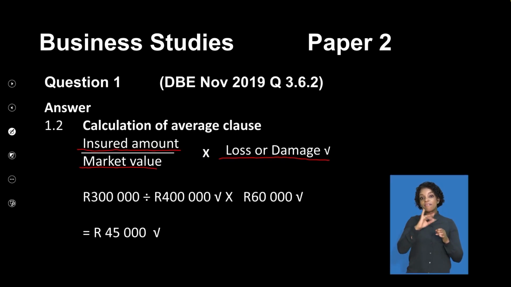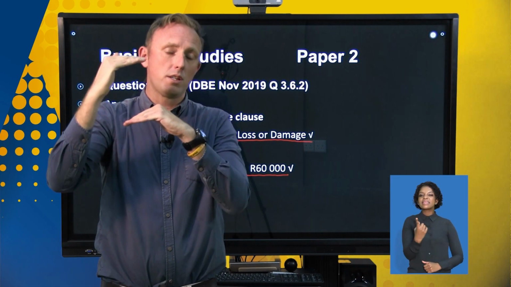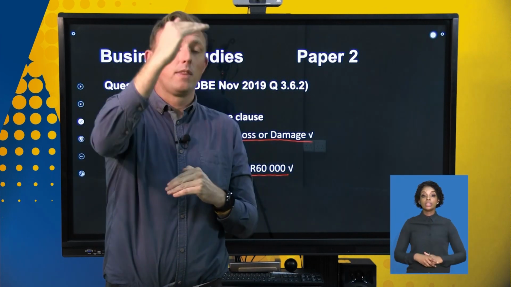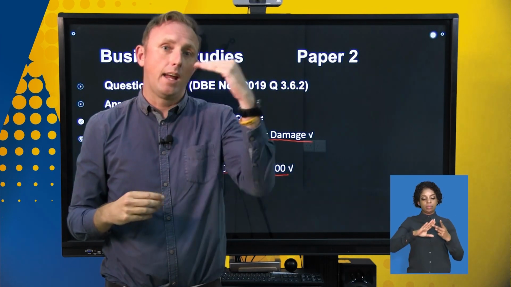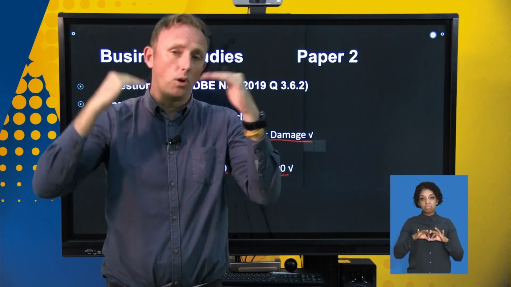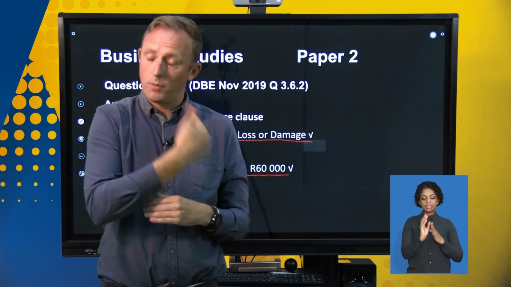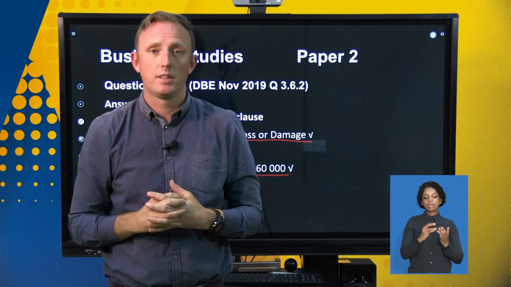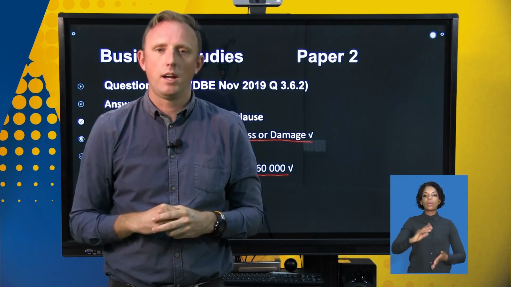So there we see that the insured amount was 300,000 Rand over the market value, which is 400,000 Rand, times by our damages, which was 60,000 Rand, which gives us a total answer of 45,000 Rand. So you can see there that they almost work out your loss in a ratio according to the market value and how much you insured. They work out that ratio, and that is why they got paid out 45,000 Rand for the damages and not 60,000 Rand for the damages.